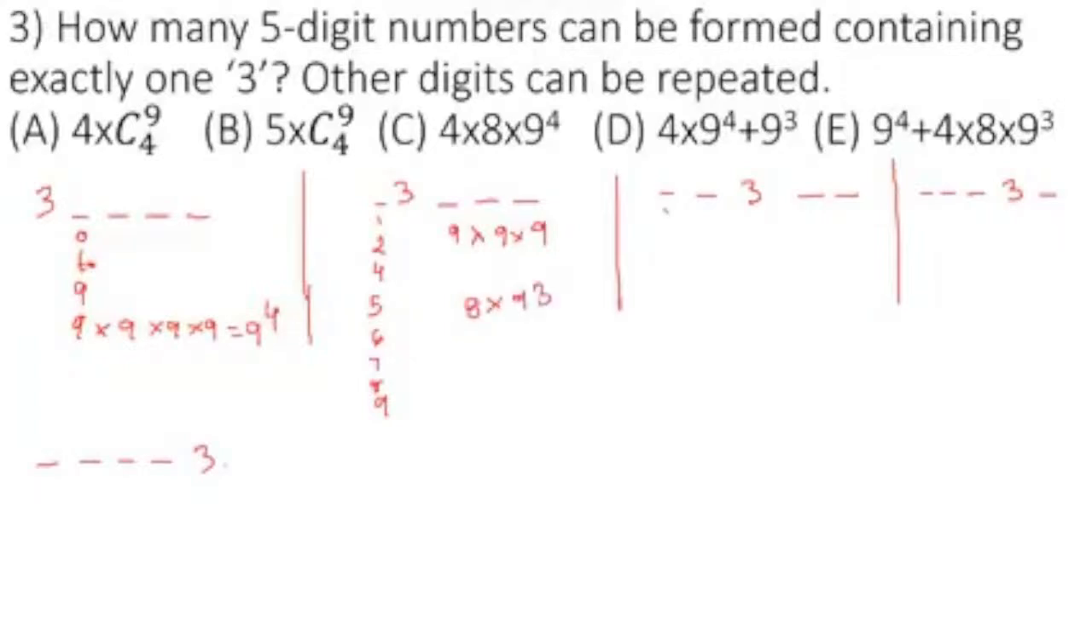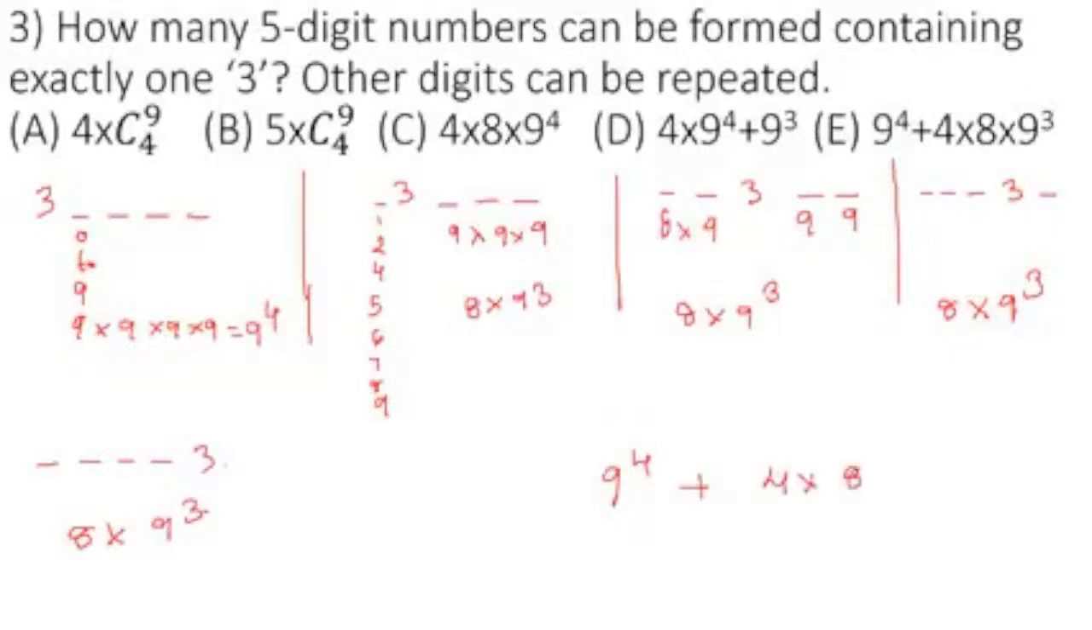Same thing here: 8 chances, 9 chances, 9 chances, 9 chances. So again 8 into 9 cube here. Same thing will be followed here, so nothing but 8 into 9 cube. Here also the same case, getting 8 into 9 cube. So the final answer will be nothing but 9 power 4 plus 4 times the value, that is 8 times 9 cube, repeated. So the answer is E here.